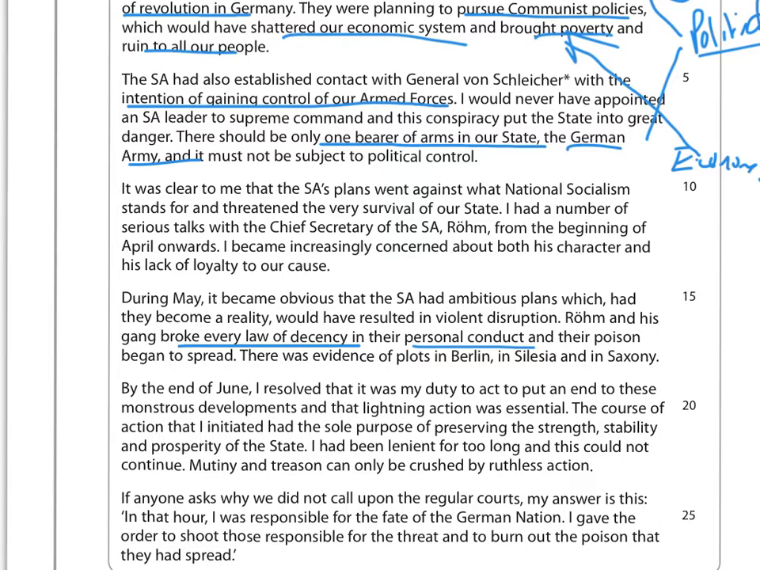I would say that is another. They were also a threat. What word would I use for that? I would say they were a moral threat.